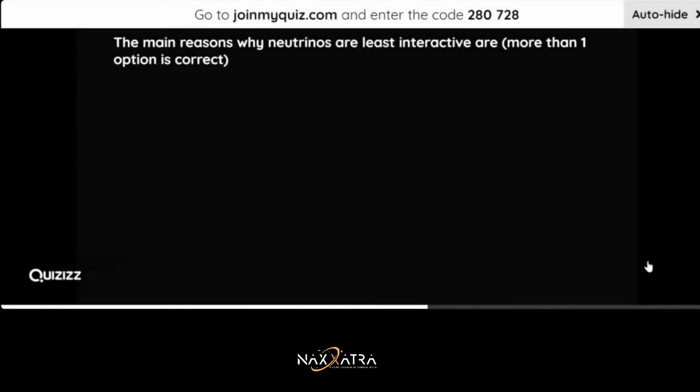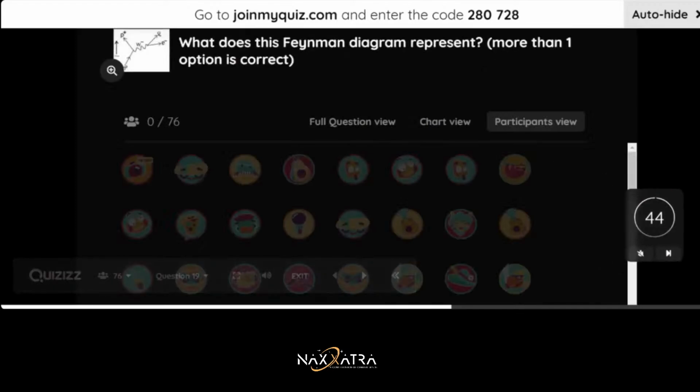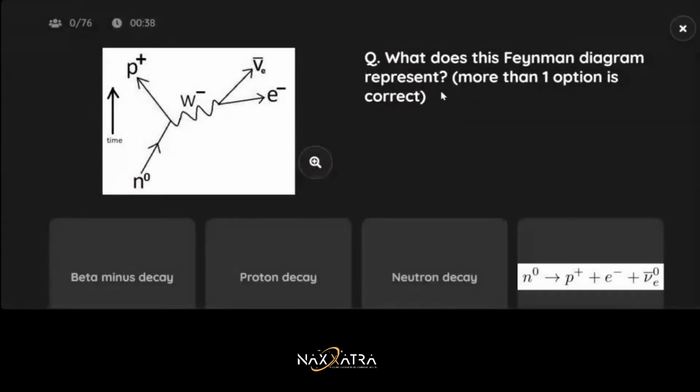So next question. What does this Feynman diagram represent? More than one option is correct. You need not be a particle physics researcher to answer this. Just follow the direction of time, and then you'll find out the answer.